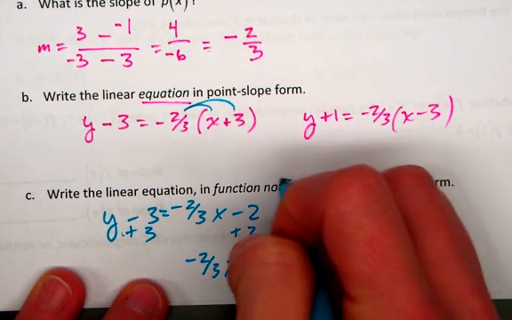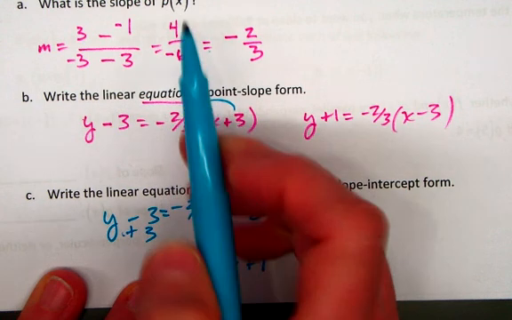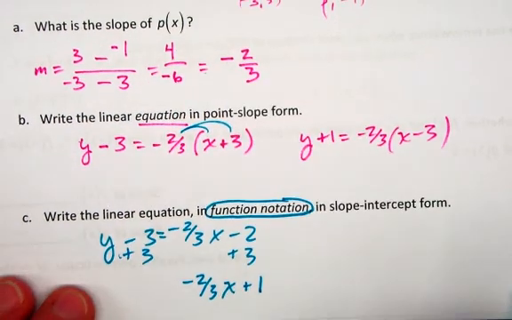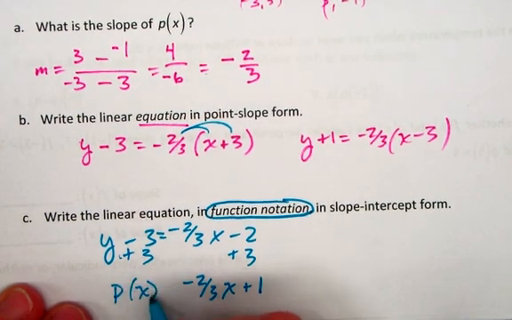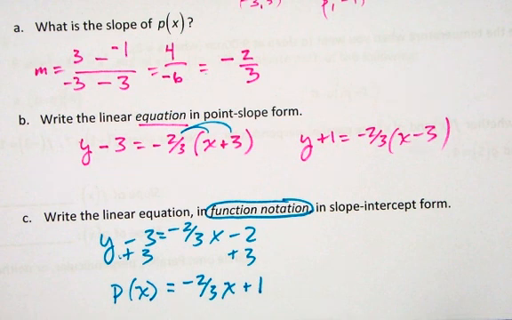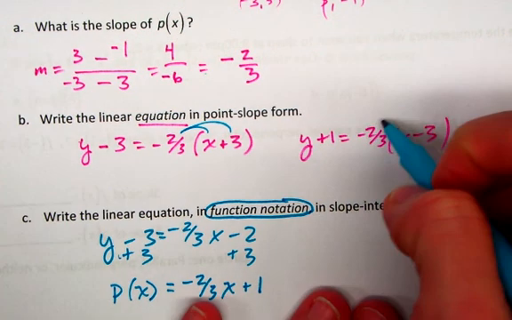But we want to use function notation now. This function was p, so this is going to be p of x equals -2/3 x plus 1.